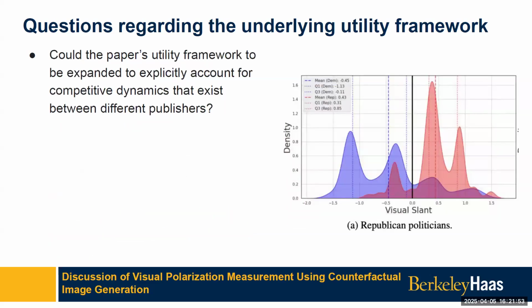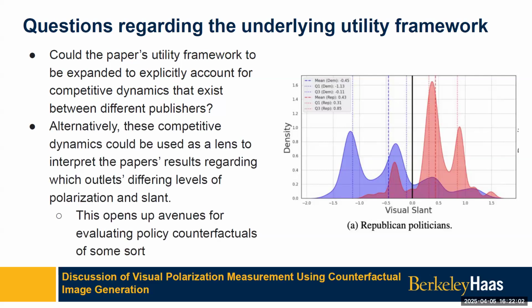One thing that you could do with this is to think about how the utility framework can be used, ex post, as a lens to interpret the paper's results. If we have this model in mind, and we see where different outlets land on this polarization spectrum, maybe we can fit some sort of model to understand what that competitive game is. And then we can use that model to perhaps evaluate different policy counterfactuals, right? Something about copyright, something about what types of images different outlets can or cannot use. So I think there's some interesting potential here to think about the utility framework and whether or not it's modeling the underlying dynamics in the right way.